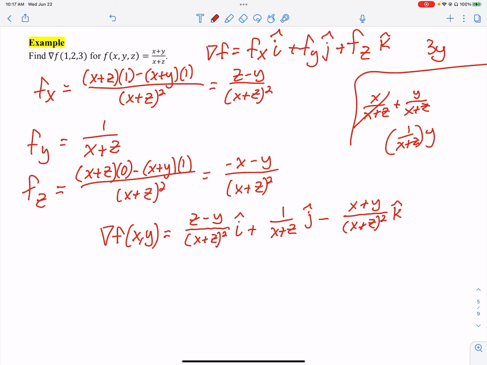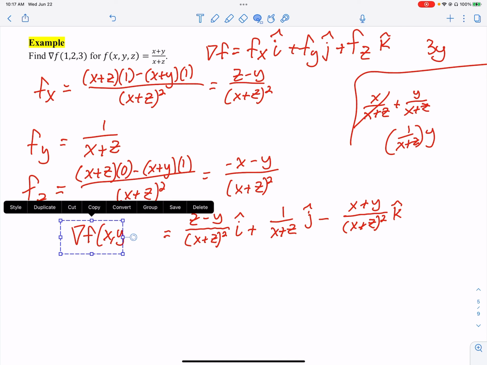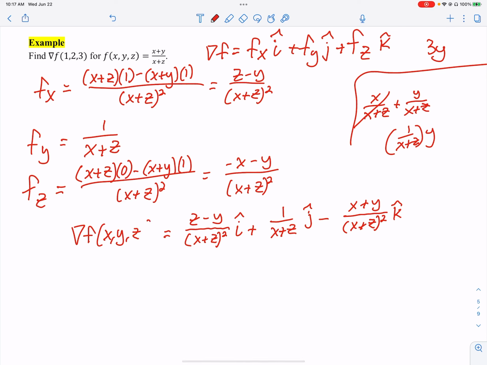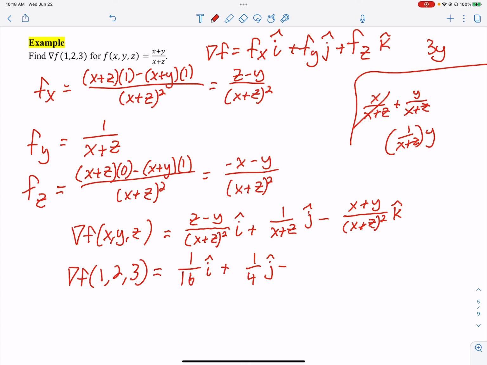All right, so we have that, but they didn't want just that. Okay, now notice I actually wrote this wrong. This should be f of x, y, z. All right, we have a third component. So they want us to find del f of (1, 2, 3). So we plug everything in. I'm going to help us out with time because I'm making one video for this section. We get 1 over 16 i plus 1 over 4 j minus 3/16 k.